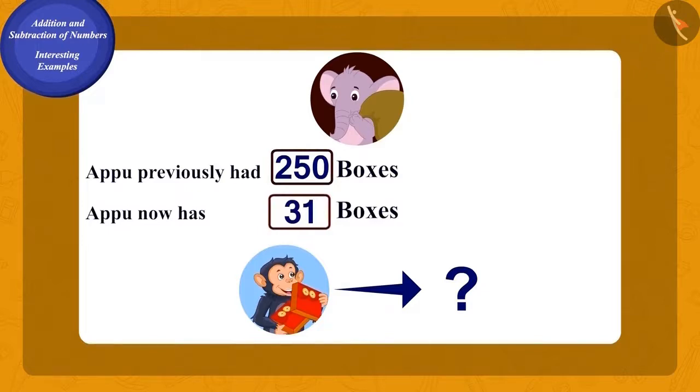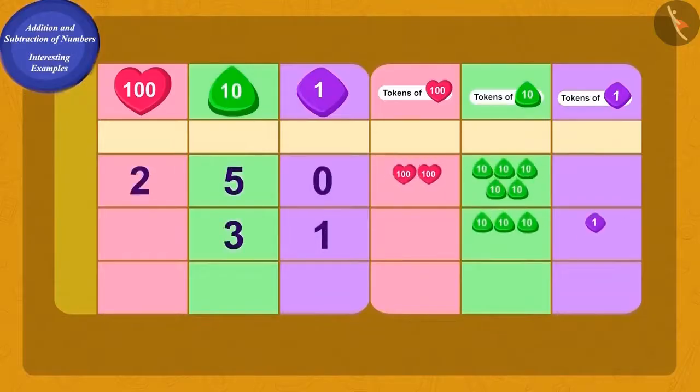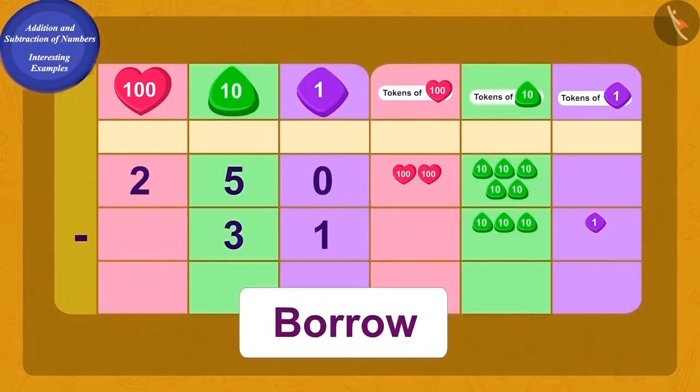We will write 250 and 31 using 100, 10 and 1-digit places in the place value chart. Is this correct, children? We have 0 ones. Can we subtract 1 from 0? No. What do we have to do now? Absolutely right. To find a solution to this, we will use the borrowing method we learned in the previous lesson.